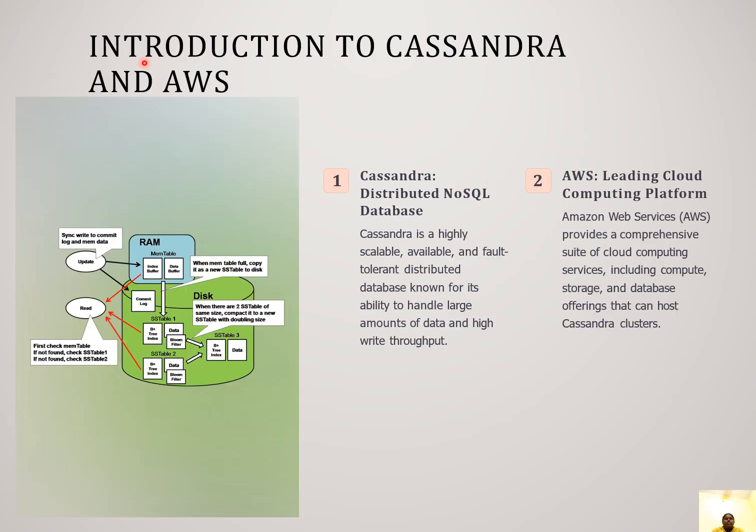So let's see the introduction to Cassandra and AWS. Cassandra, a distributed NoSQL database. Cassandra is a highly scalable, available, and fault-tolerant distributed database known for its ability to handle large amounts of data and high write throughput. AWS, the leading cloud computing platform. Amazon Web Services, that is AWS, provides a comprehensive suite of cloud computing services including compute, storage, and database offerings that can host Cassandra clusters.